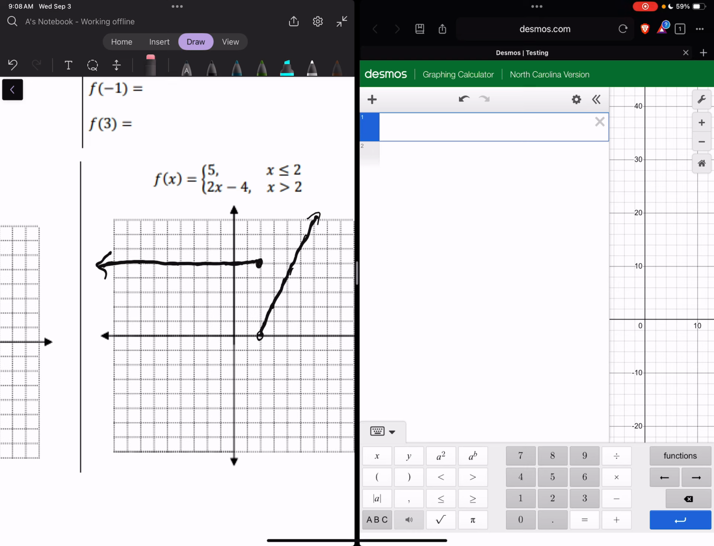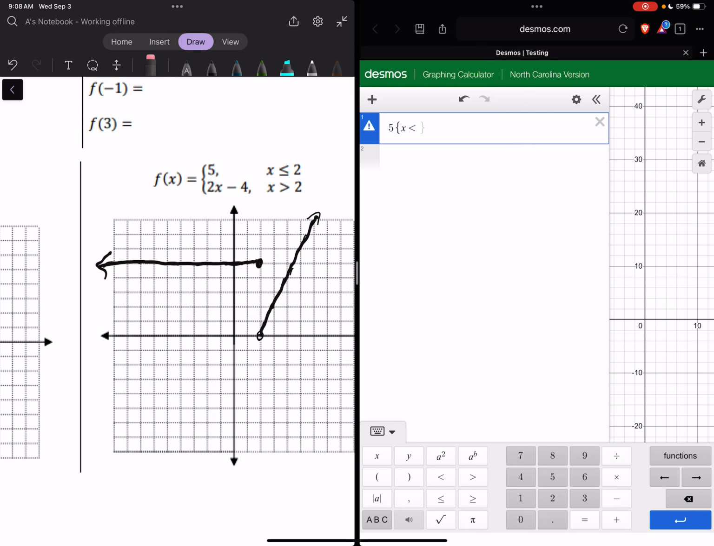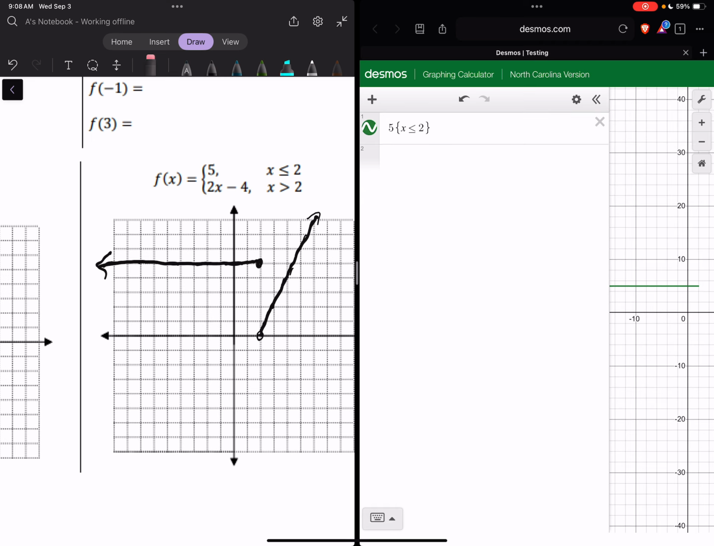To do a piecewise function in Desmos, type in the function portion first, and then for your constraint, you're going to put in a curly bracket. On a keyboard that is shift and the square bracket beside P. And now I'm going to type in x less than or equal to 2. Type in less than and then equal to, and it'll put in a symbol for you. There's that part of the graph.